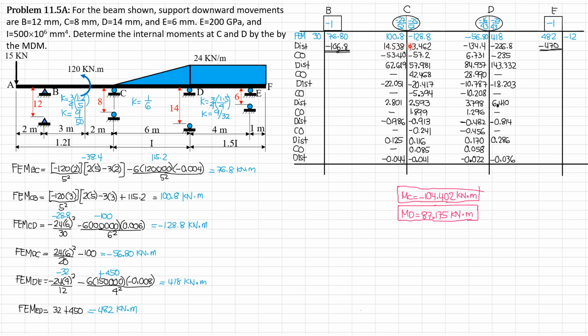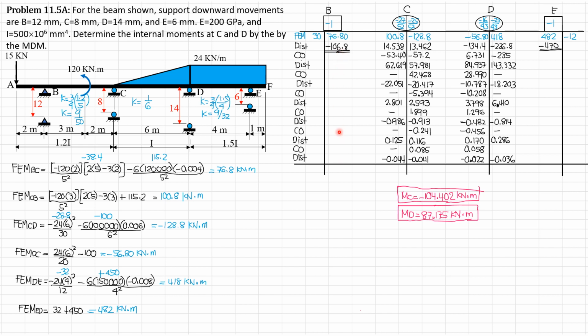So 100.8 minus 128.8, close in your calculator, times negative 27 over 52, 14.538. Replace 27 by 25, 13.462. So here, quantity negative 56.8 plus 418, close, times negative 16 over 43, negative 134.4. Replace 16 by 27, negative 226.8. Then, carry over. So half of negative 106.8, negative 53.4. Then we don't carry over half of 14.538 here anymore because this is the guide. We have to lock it finally.